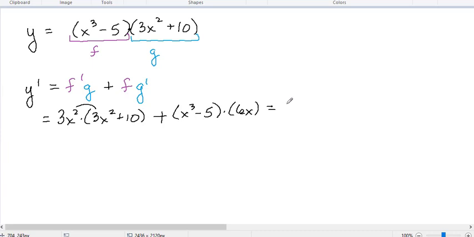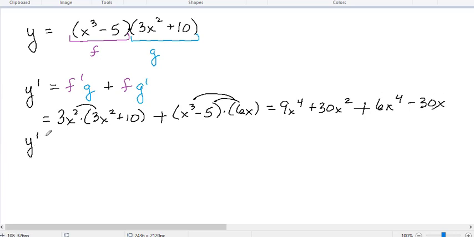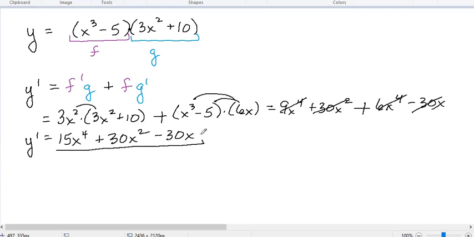Then I can FOIL that out, 9x to the fourth plus 30x squared plus 6x to the fourth minus 30x. The simplified version of my derivative is 15x to the fourth plus 30x squared minus 30x. Is there a common factor in here? Yes. Do you need to factor it out?